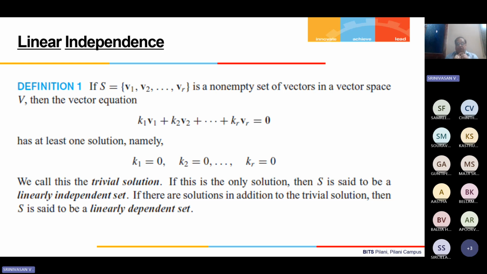If this is the only solution, then S is said to be a linearly independent set, or the vectors are linearly independent. If there are solutions in addition to the trivial solution, then S is said to be a linearly dependent set. So what do you mean by that? It means the vectors are linearly dependent. When the linear combination is equal to 0 such that not all Ki's are 0, then the vectors are linearly dependent. That's the meaning of it.